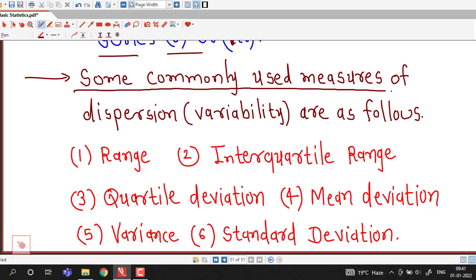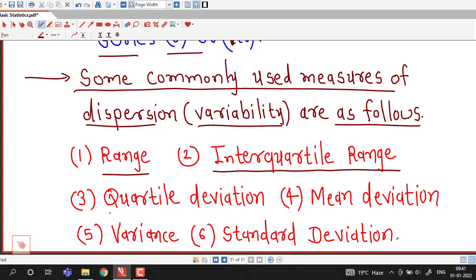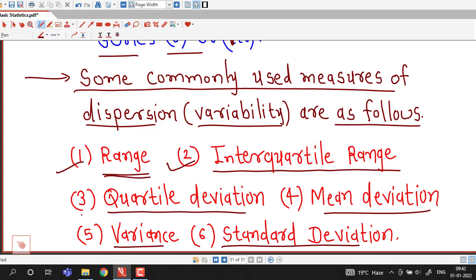Some commonly used measures of dispersion or measures of variability are as follows: range, interquartile range, quartile deviation, mean deviation, variance and standard deviation. These are the commonly used measures of dispersion or variability. From the next lecture onwards, we will discuss how to compute these different measures of variability, scatteredness or dispersion.